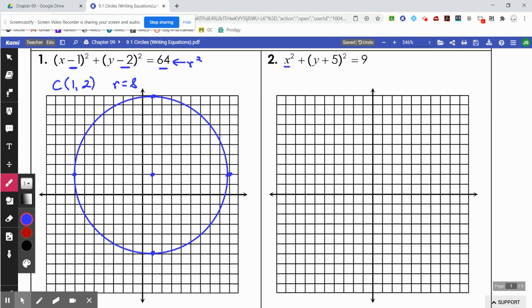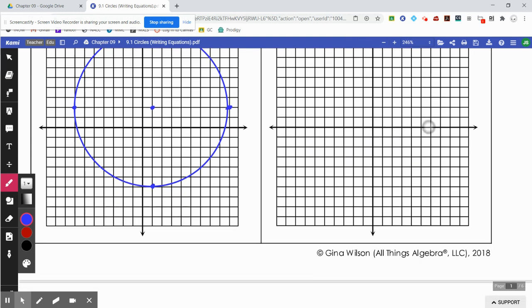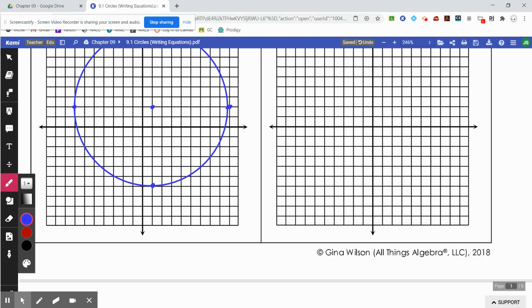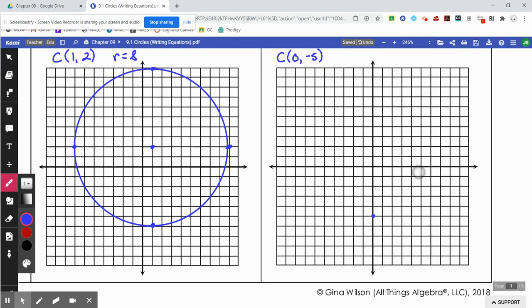Notice there's no value on the x, so the center is located at 0 if there's no plus or minus there. The plus 5 is going to shift it down 5. So 0, negative 5 is going to be your center. 1, 2, 3, 4, 5, which is located there.